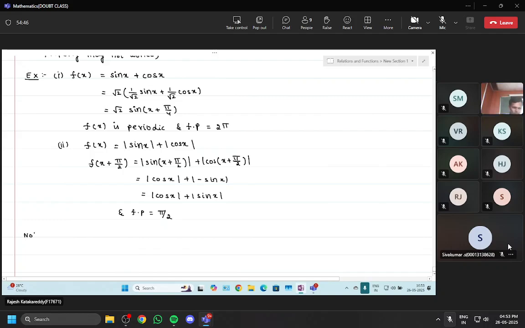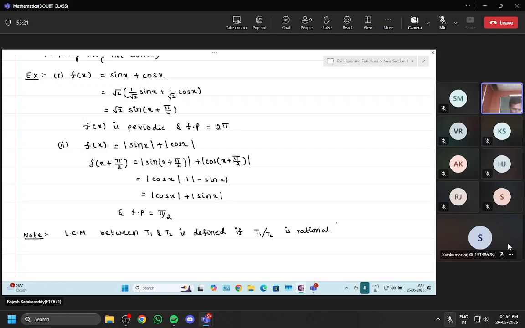Note for third point: LCM between T1 and T2 is defined if T1 by T2 is rational. Right? When the ratio between T1 and T2 is rational, in that case LCM is defined.